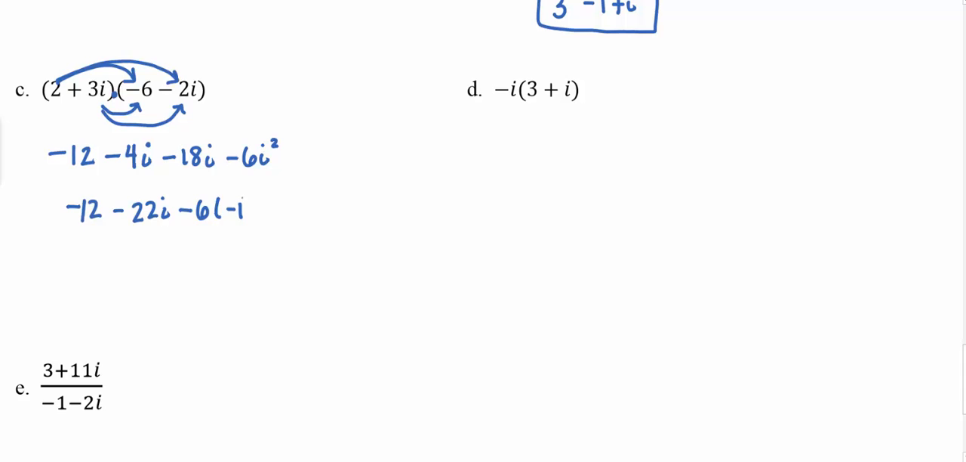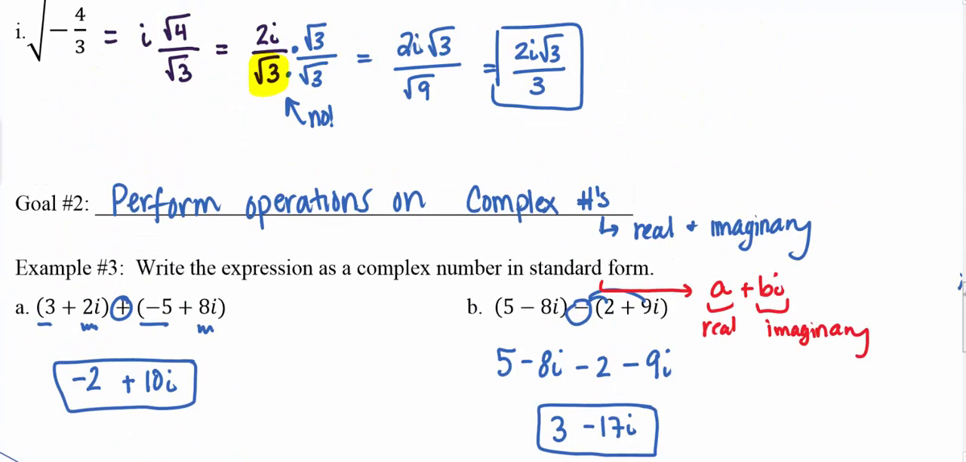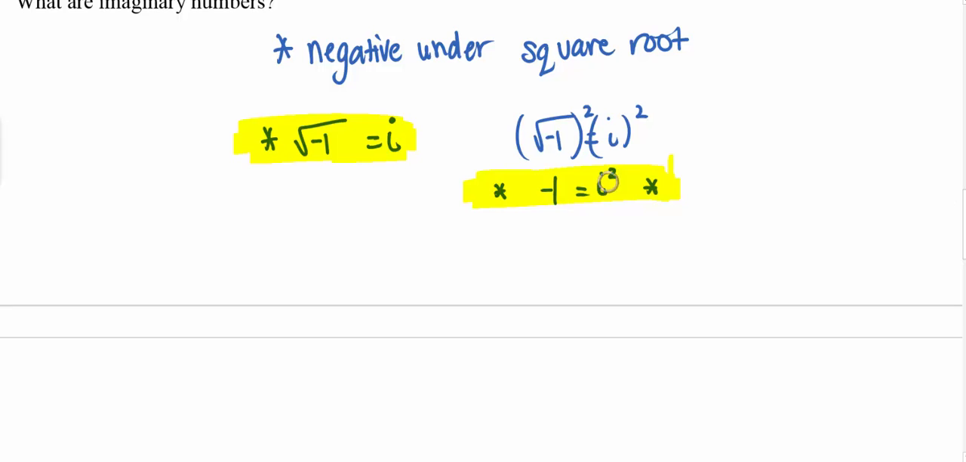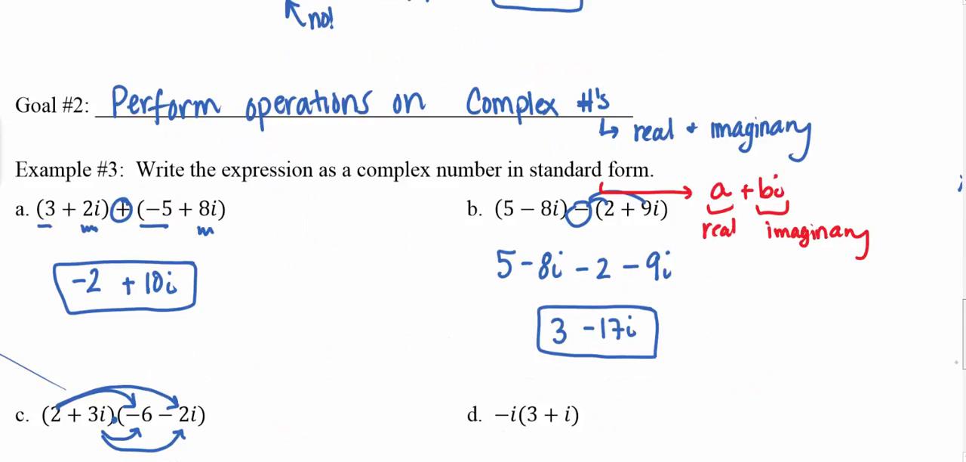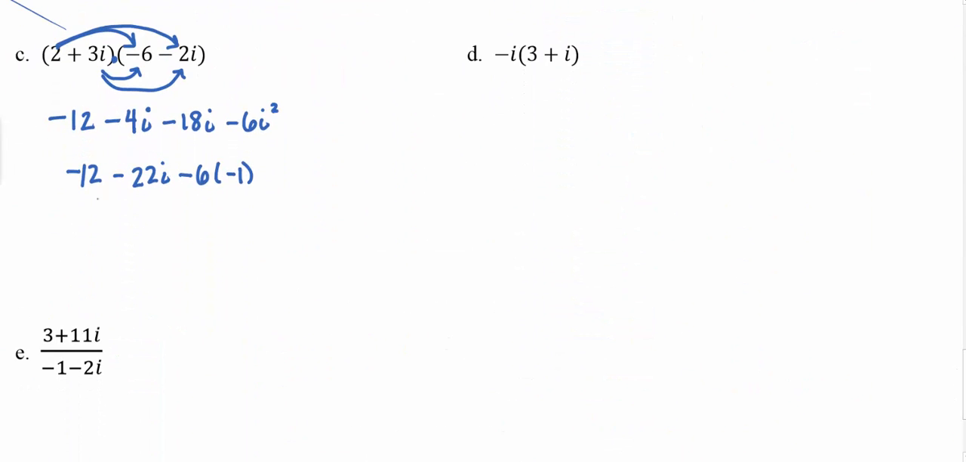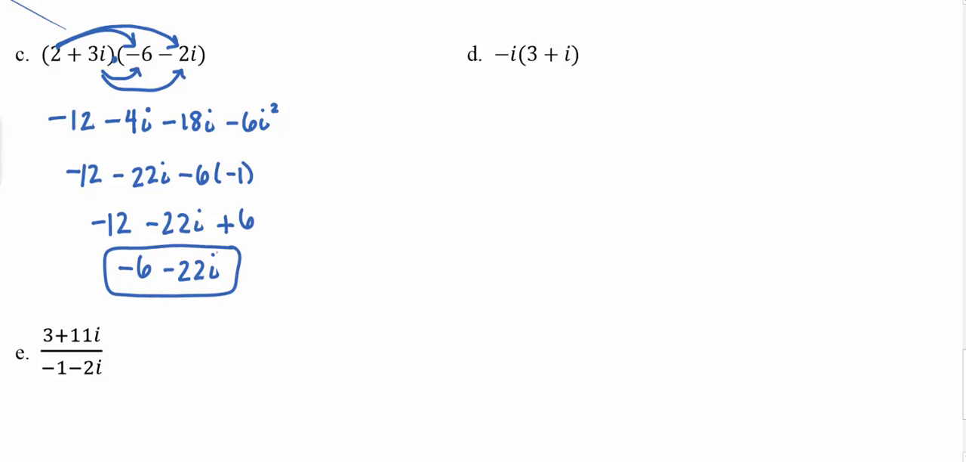And then if we remember from what we talked about originally with imaginary numbers, i squared is negative 1. So you can look back at your notes on imaginary numbers. We said that i squared is equal to negative 1. So then we can still simplify a little further. Now I've got negative 12 minus 22i plus 6. So negative 6 minus 22i is my final answer in standard form.